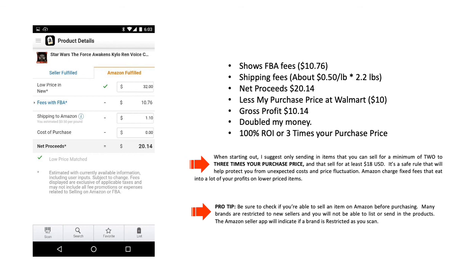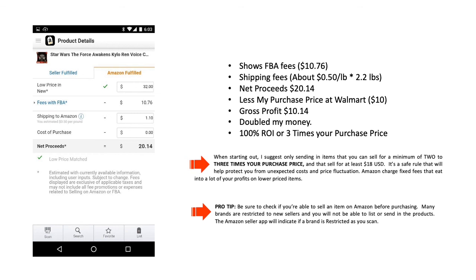$10.14, right? So in this case, if I bought the mask for $10, I've essentially doubled my money. I've sold it for more than 3 times my purchase price, so that's more than 100% ROI. And I recommend starting out, because you're going to make mistakes and there's going to be hidden costs, only send in items that you can sell for a minimum of 2, the very minimum, to ideally 3 times or more of your purchase price. And try and focus on items that sell for at least $18. Anything under $18, Amazon has fixed fees, and as a percentage of your sale, that really eats into your profit.